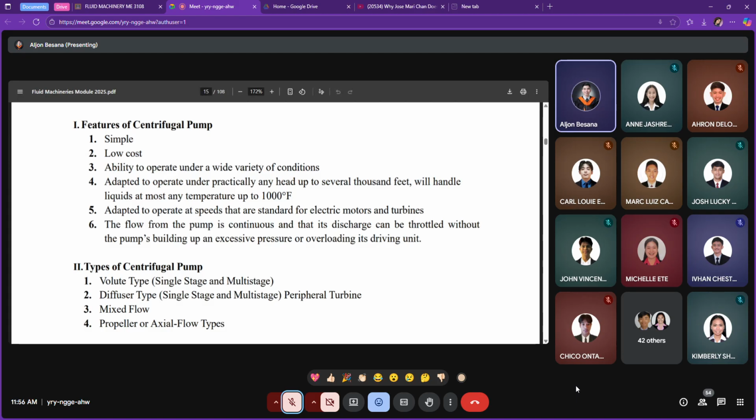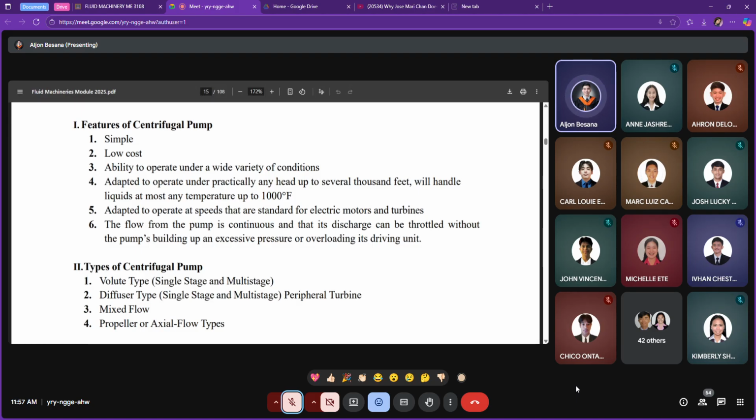Also, ability to operate under a wide variety of conditions. A variety of conditions adapted to operate under practically any head up until several thousand feet. Then also will handle liquids at most any temperature up to 1000 degree Fahrenheit.